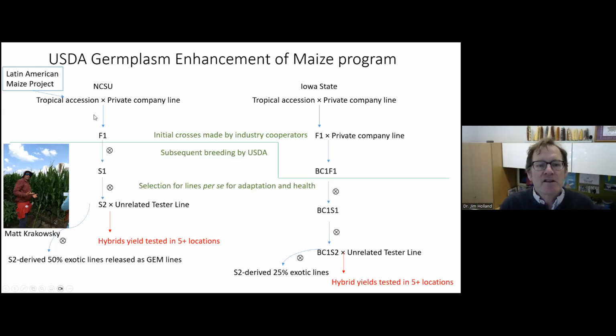They'll make this cross, generate an F1, and then they'll turn over the progenies of that F1 to the GEM coordinator. Matt Krakowski runs the GEM program here, located in North Carolina. Adam Vanus is the GEM breeder at Iowa State. Iowa State, because they're farther north, needs another backcross to the private company lines to overcome the adaptation barriers. But basically then it goes into straight phenotypic selection among lines, and then they make hybrids, they test these hybrids, and the germplasm gets released.